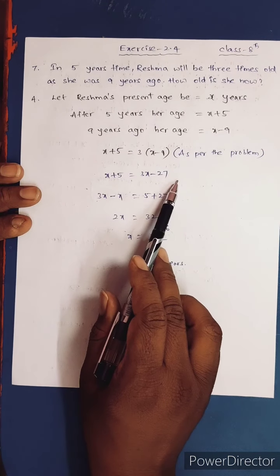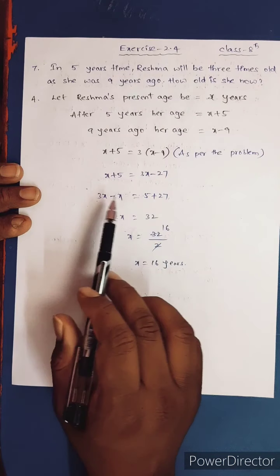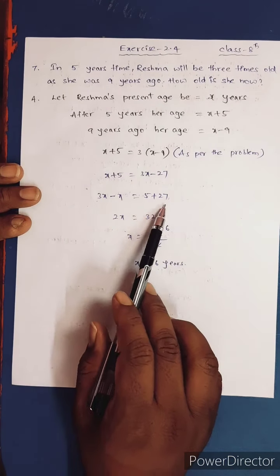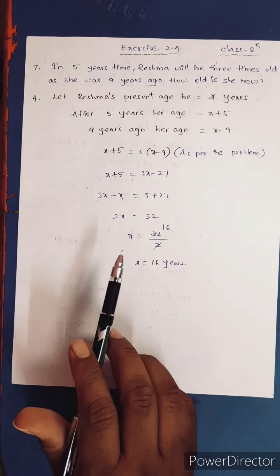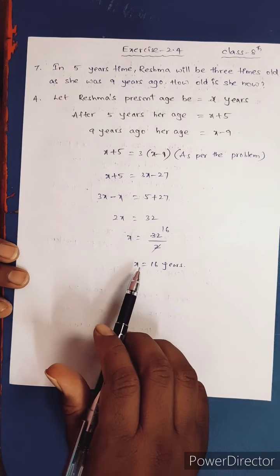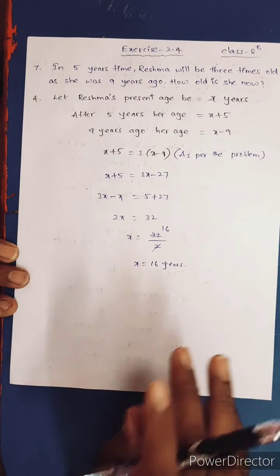Now take all variables to one side. x sent to that side becomes minus x, and minus 27 sent to this side becomes plus 27. 3x minus x, 2x, is equal to 27 plus 5, 32. x is equal to 32 by 2, 16. So Reshma's age is 16 years.